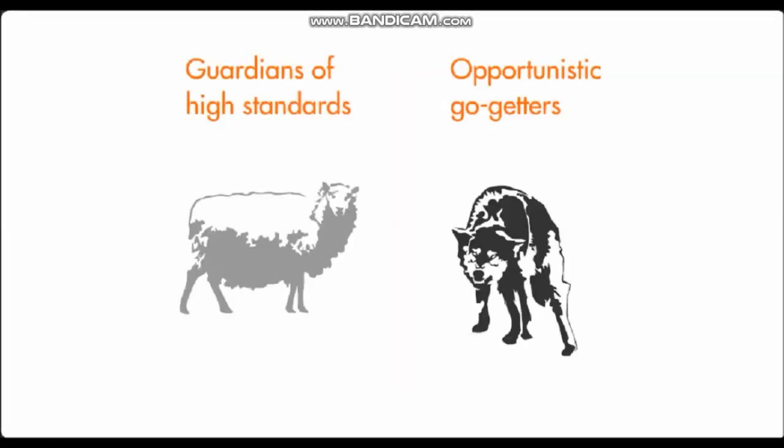Sheep are the guardians of high standards. Wolves are opportunistic go-getters who find new ways of working. Sheep in sheep's clothing are needed to operate in hazardous environments. Successful organizations need both animals, but in the right balance and in the right positions. Wolves in wolves' clothing are well known and can be identified.